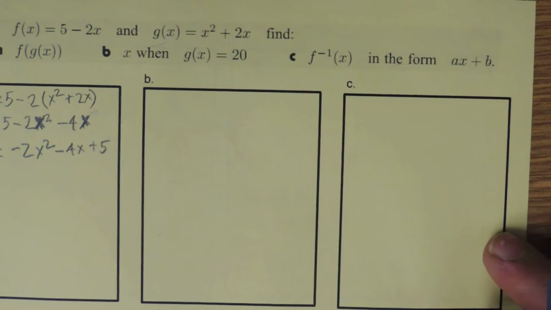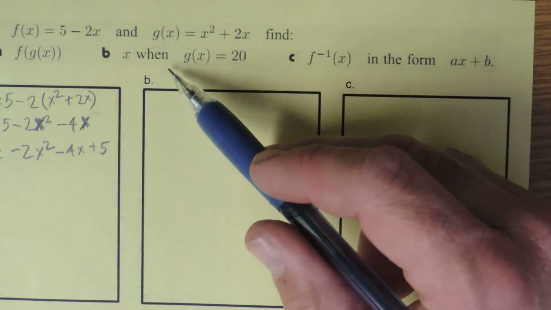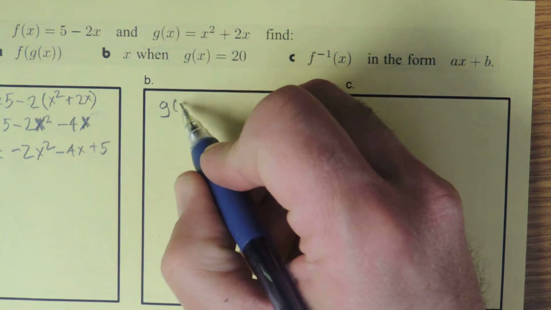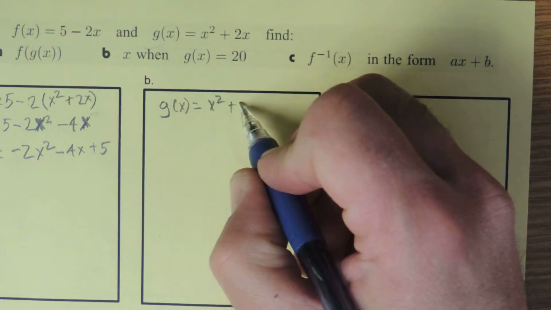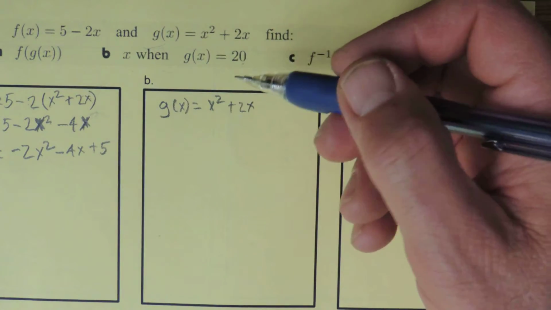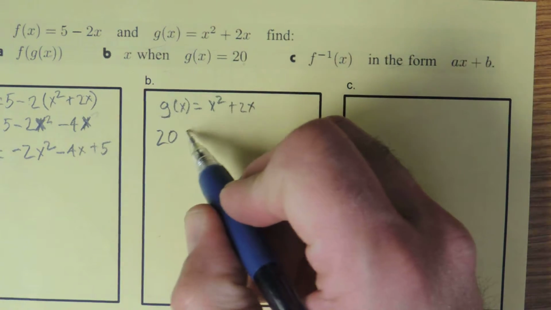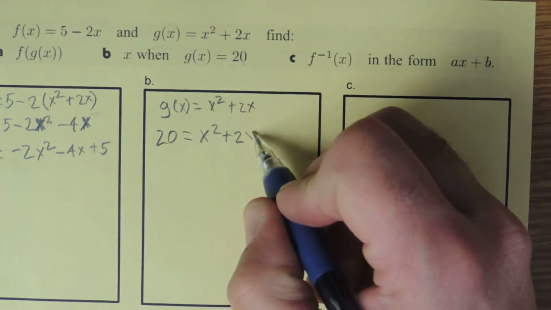Question B says find x when g of x equals 20. So g of x equals x squared plus 2x. I'm going to say g of x equals 20. I'm going to put 20 where g of x is. I'll say 20 equals x squared plus 2x.